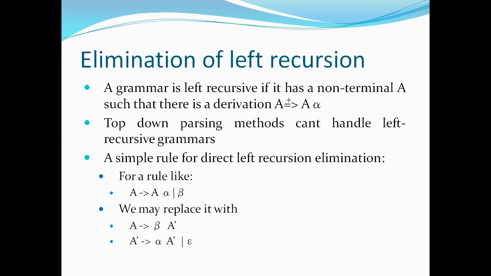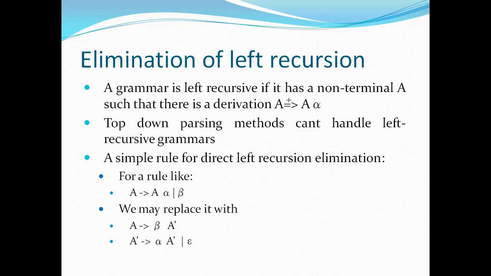So here we are using the conditions, so we can replace this with A is production with A alpha or beta. So this production is replaced with A is production with beta A dash, or A dash is production with alpha A dash and epsilon. So this is the elimination of left recursion.